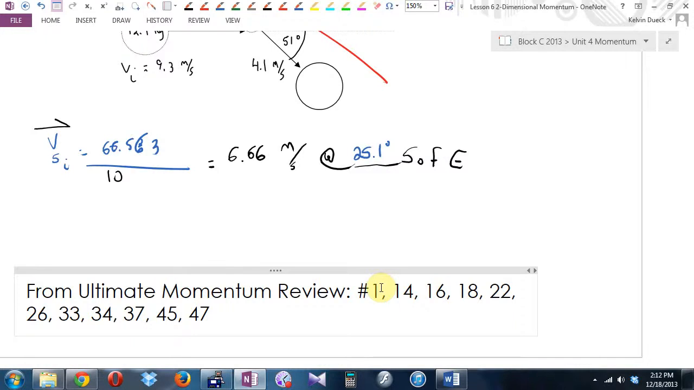47? No, I'm just saying the last couple. 37 and 45 are fairly nasty. 47, it's jumping off of a life raft. That's actually an explosion. It's a very slow explosion. But if you're standing on a life raft, your momentum is 0. Afterwards, if you jump, your momentum is 0.